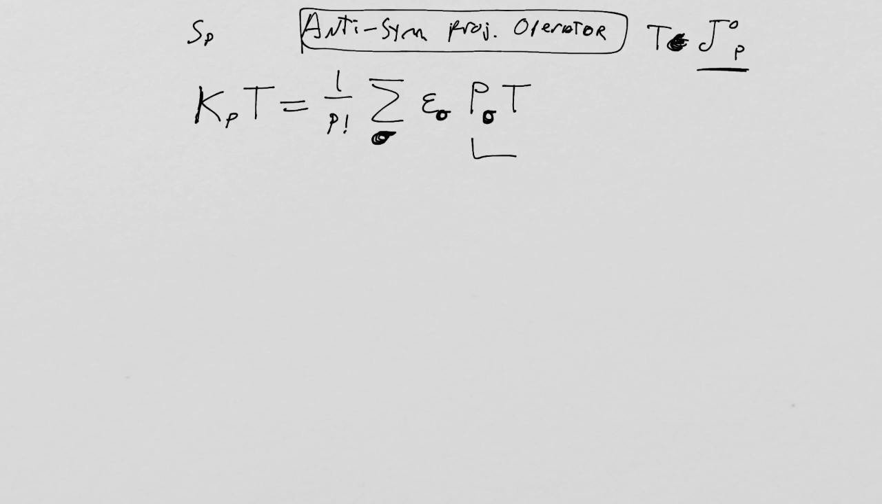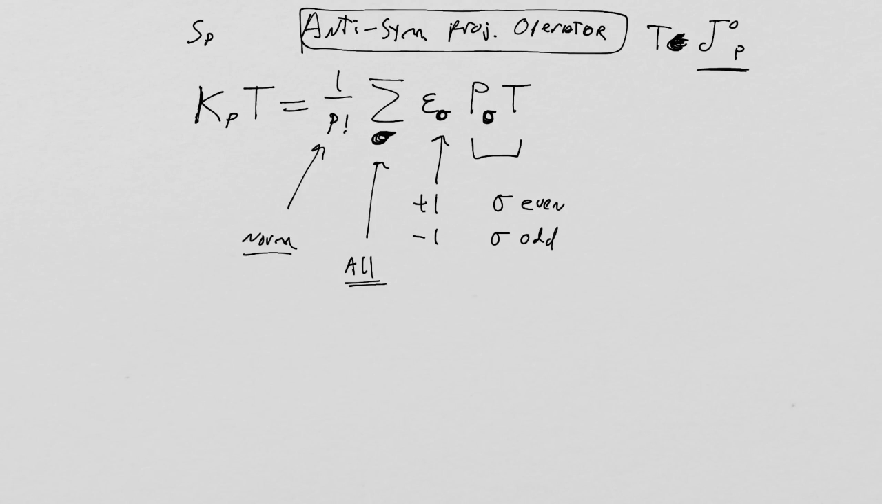We've already defined this guy. It is plus 1 or minus 1, depending on whether sigma is an even permutation or an odd permutation. This is a sum over all permutations, and this is a normalization factor, which is important. We'll see why in a moment. So that's the definition of the anti-symmetric operator.